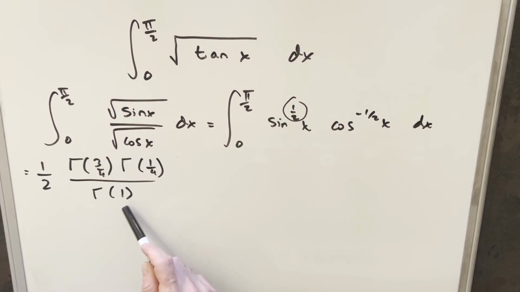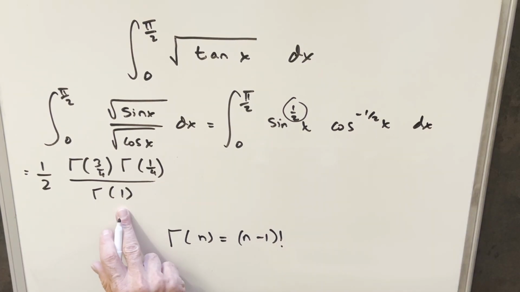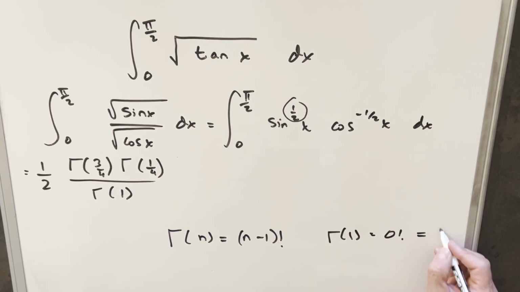Okay, so from here we just need to calculate this and see if we can get some simplification in order to finish this off. We do have this formula to convert the gamma function into factorial. It's just gamma of n is going to be n minus 1 factorial. So for our gamma of 1 in the denominator, gamma of 1 is the same thing as 0 factorial. But 0 factorial is just 1, so I'm going to cross that off.